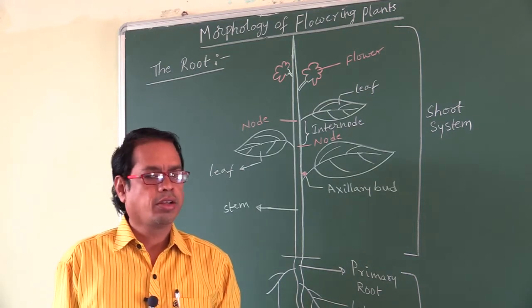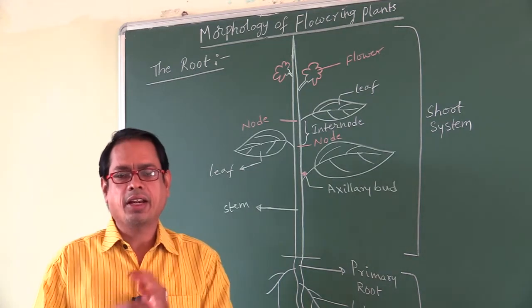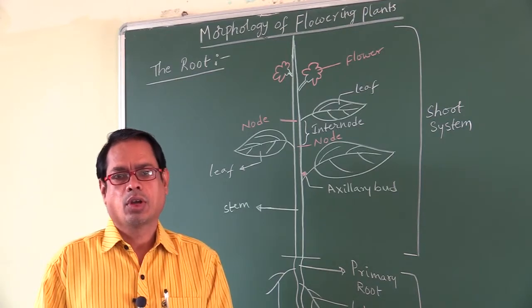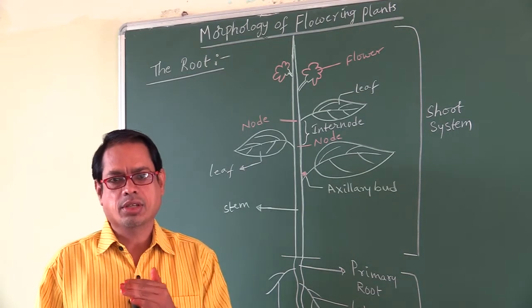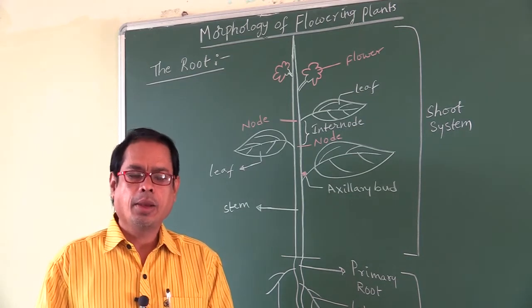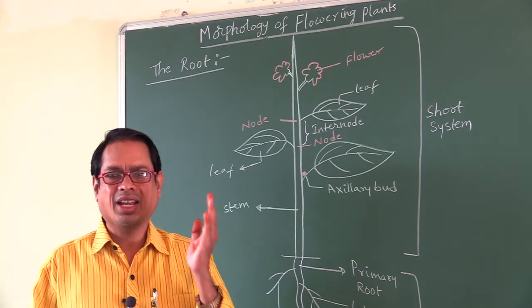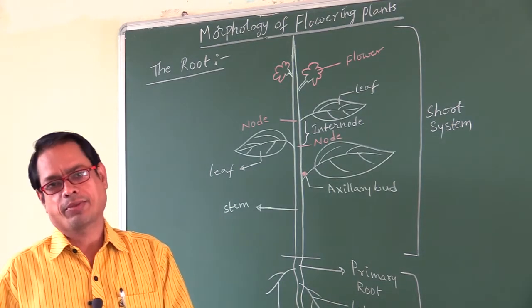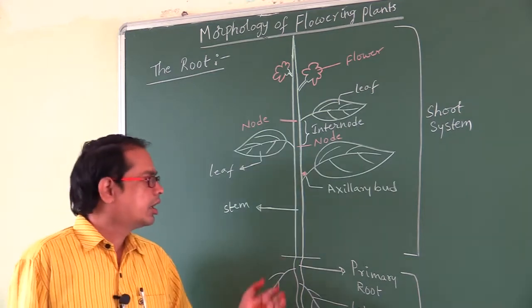Okay, right. So what is a plant? What are the parts of the plant body? How many types of systems do you find in a plant body? And what are the regions of root? These points we have to discuss today. Okay, right. Let us see here.